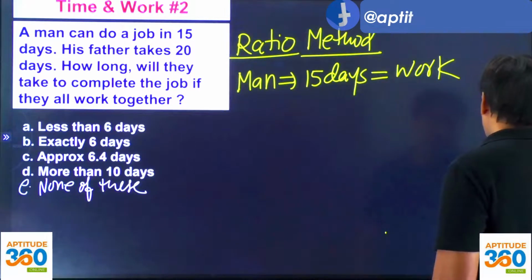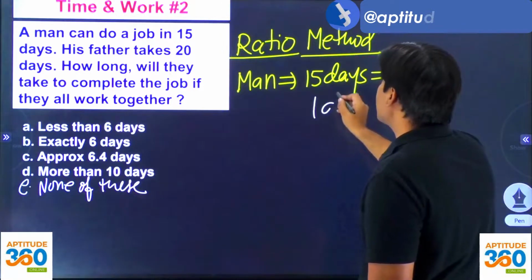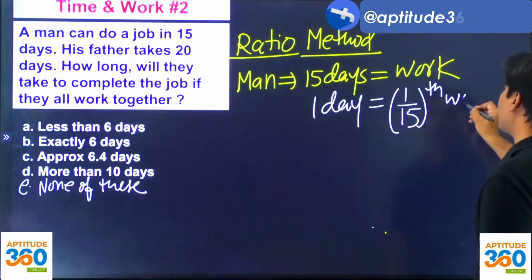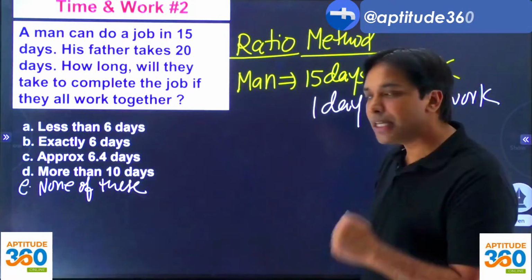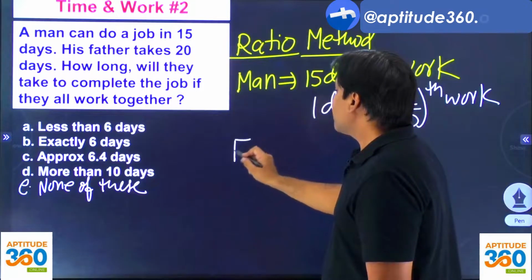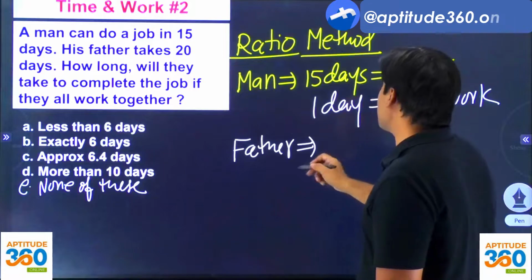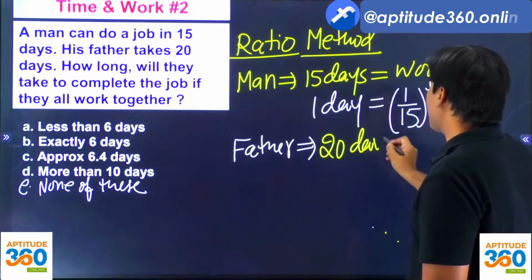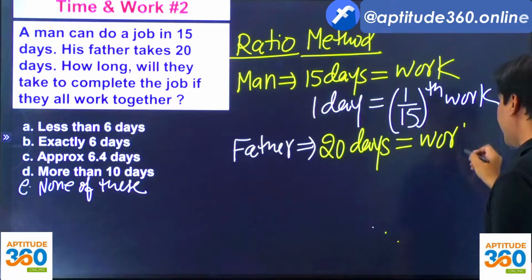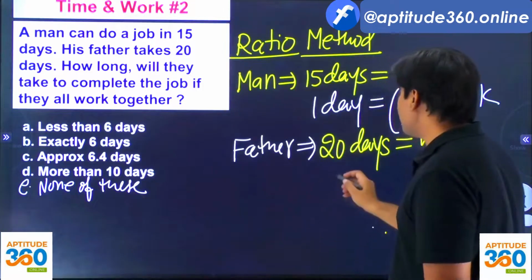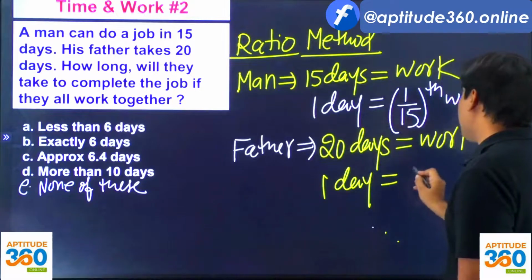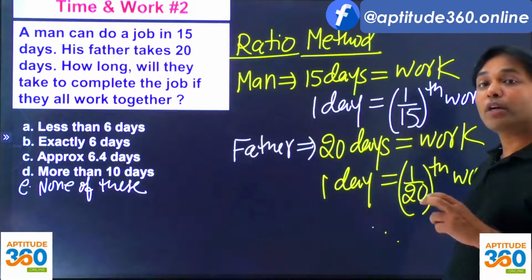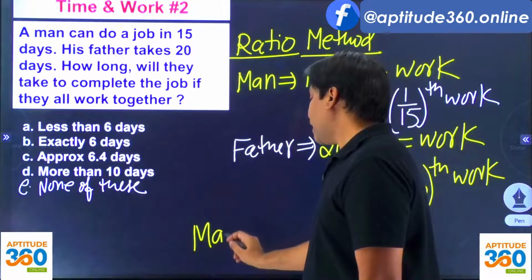So in one day he is going to be doing what? In one day this person would be able to finish 1/15 of the work. इसमें तो कोई rocket science है नहीं, आप तो समझ गए. 15 goes on this side of equality, it goes on denominator, and then father of this person, he is completing the work in 20 days. And if that is the situation, in one day the father would be doing 1/20 of the work.